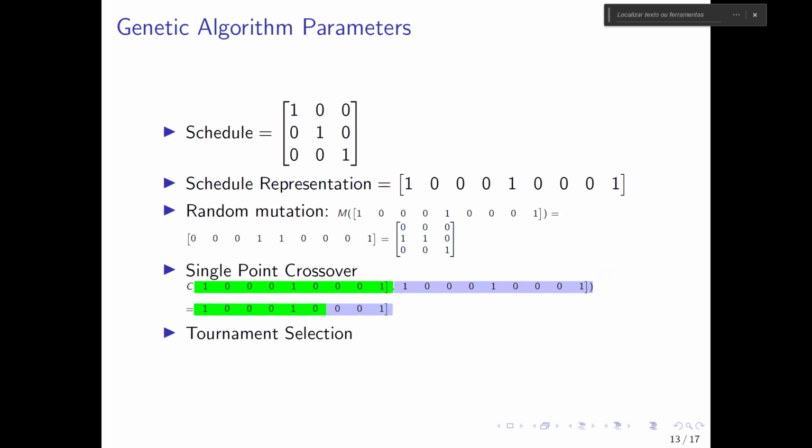Again, the original schedule is this matrix. Each column corresponds to a layer, and each row corresponds to a host in the network. Then you can stretch this out into a big vector, and standard mutation operators apply. Maybe I'll have some crossover, maybe I'll randomly change a few points, et cetera. And we'll have a tournament selection at the end.